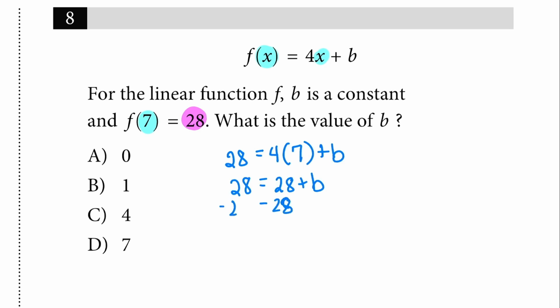Subtract 28 from both sides. So we're going to get b equals 0. So the answer is A.